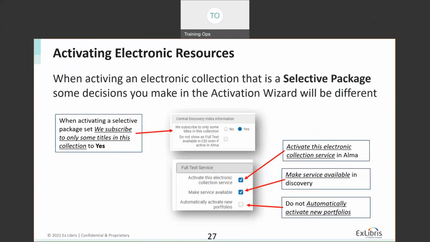This slide is talking about what if this would have been a selective package. That first setting, we subscribe to only some titles in this collection. I would have said, yes, some titles. If it's journals, I would still not check this box, do not show as full text available, even if you have it activated in Alma. And still activating the service, make the service available, but not automatically activating new portfolios because it's selective. If you buy more portfolios, you'll activate them.